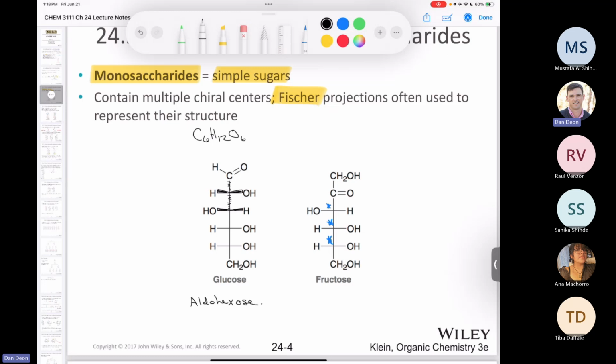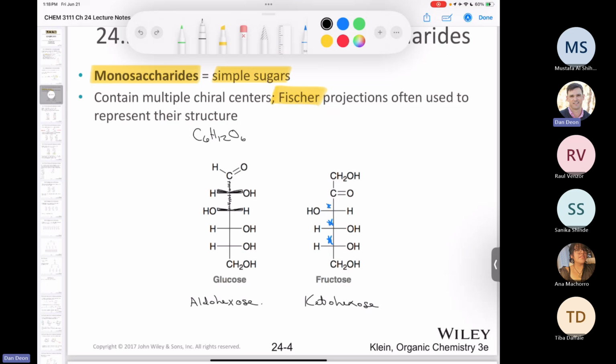Why? Because it's an aldose and it contains 6 carbons. If we look at fructose, we would call it a ketohexose. Ketohexose, because it has a ketone and it contains 1, 2, 3, 4, 5, 6 carbons in it. There we go. All right.